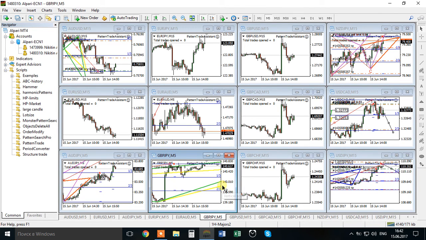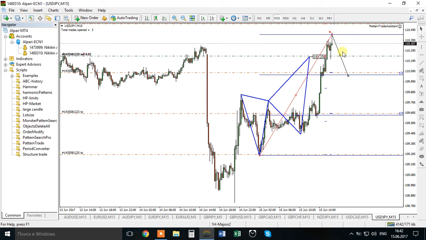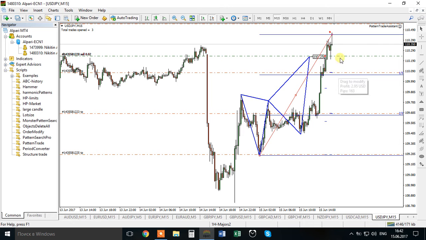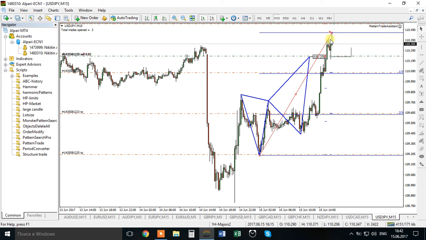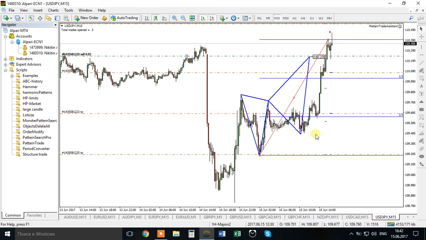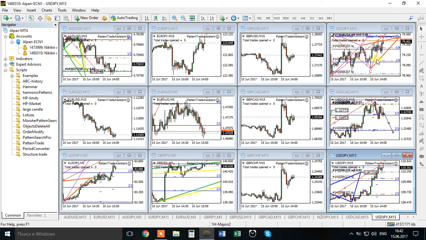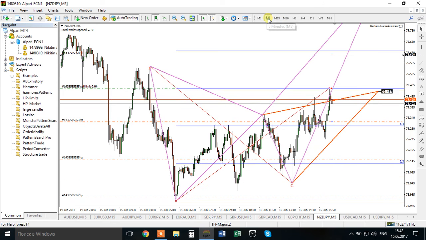Okay, what else should I explain? This dollar yen trade: nothing changed much, just a bit more modified targets. It doesn't matter. What else? What is here? New Zealand yen. I suppose it didn't come to retest my level, but maybe it will come.